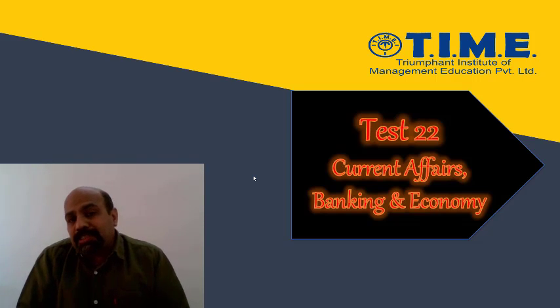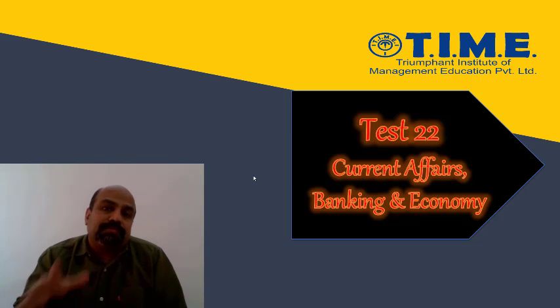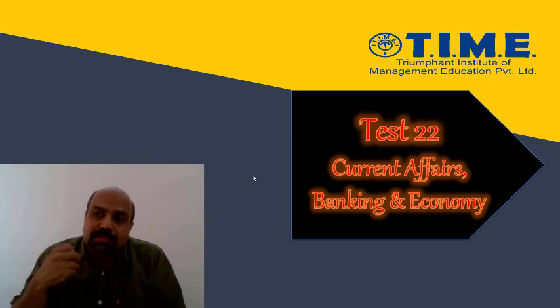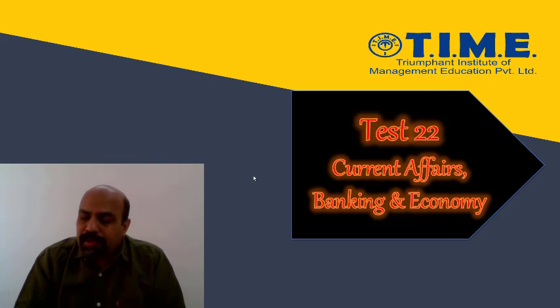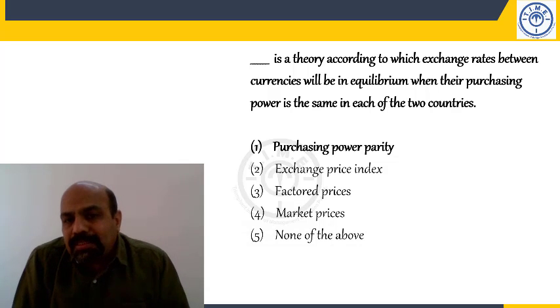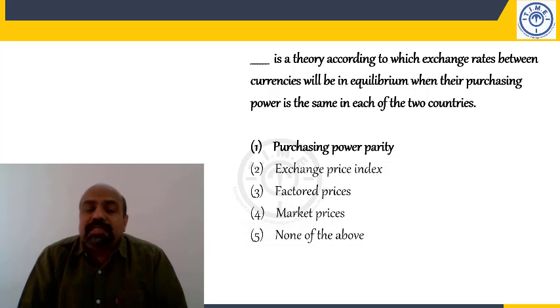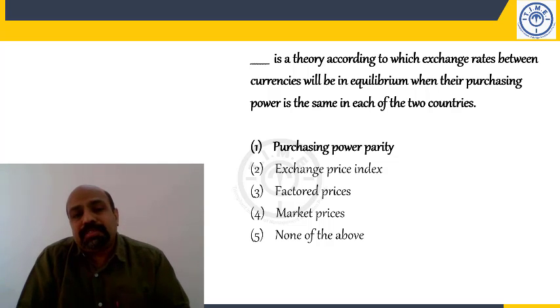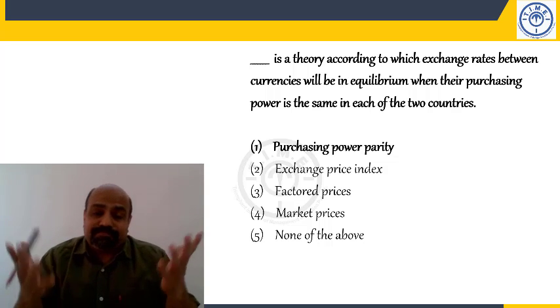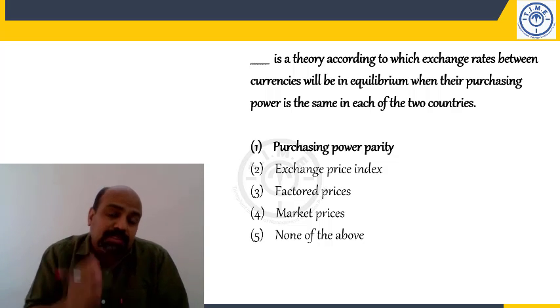So here is the first question, and as usual, the first question is something that I pick for discussion in an elaborate fashion. What does it read like? Dash is a theory according to which exchange rates between currencies will be in equilibrium when their purchasing power is the same in each of the two currencies. Now this sounds very theoretical. The answer is on the screen for you.